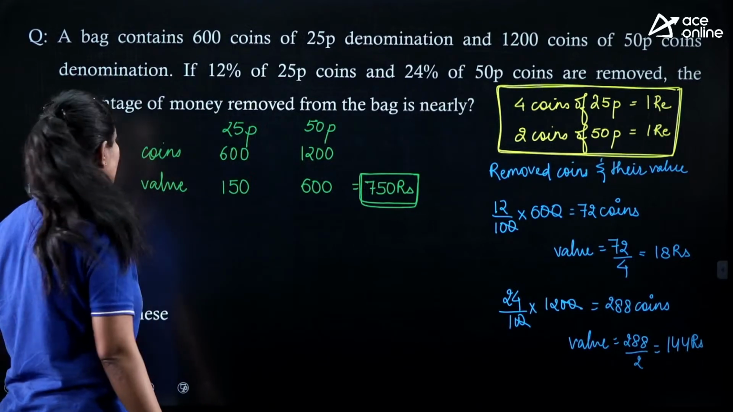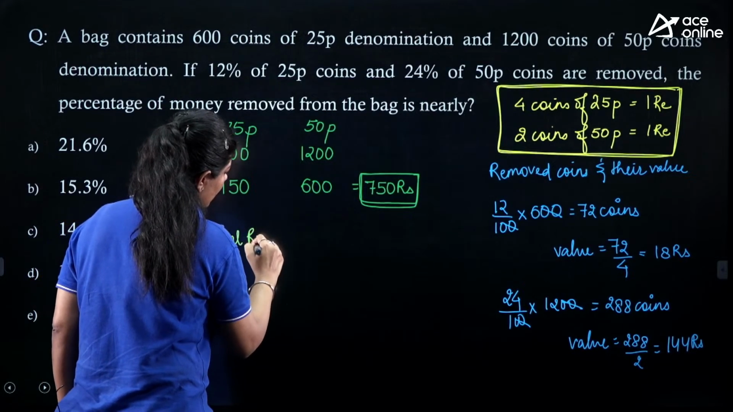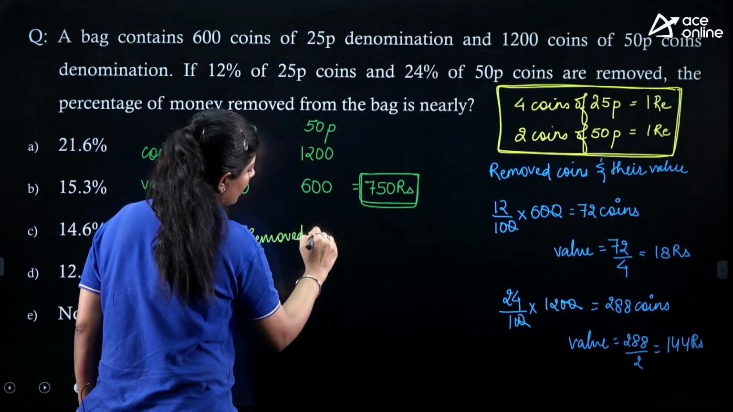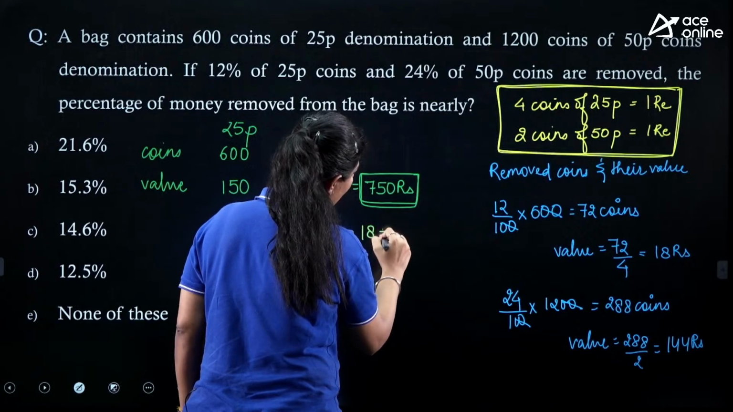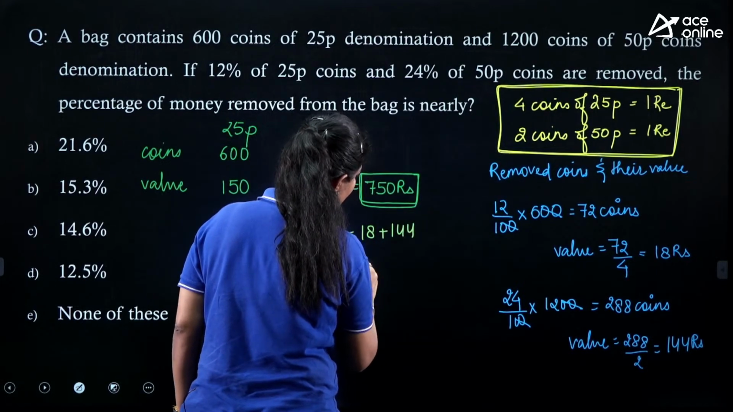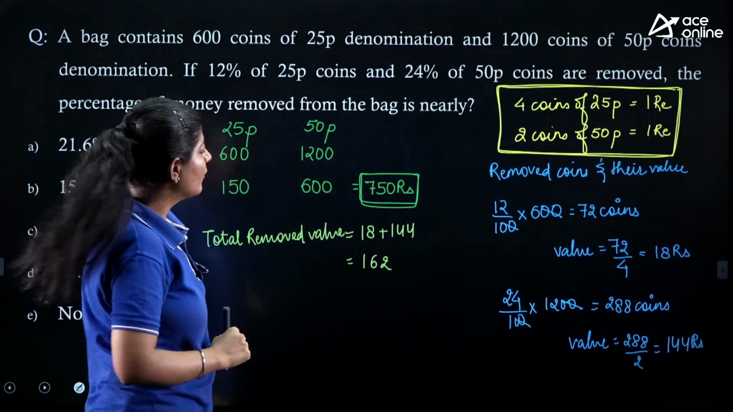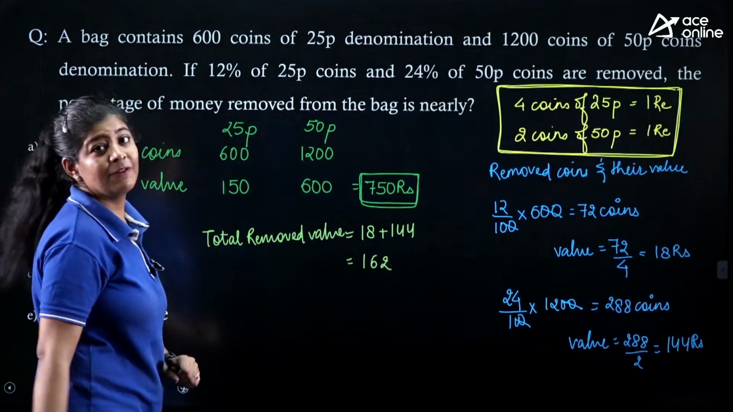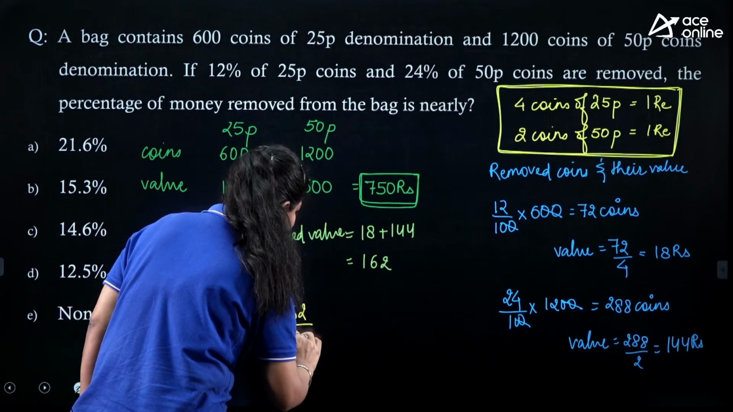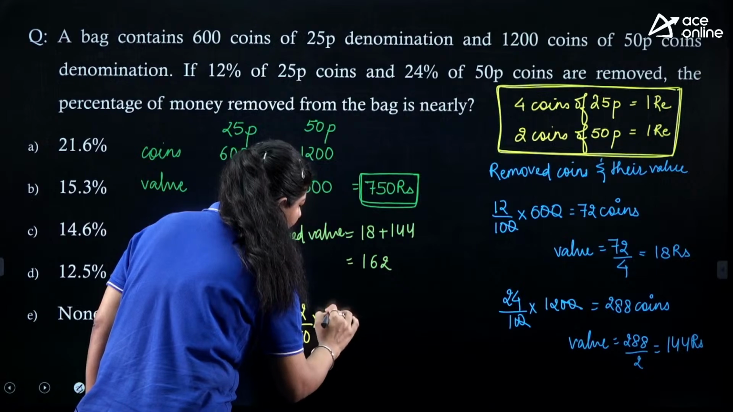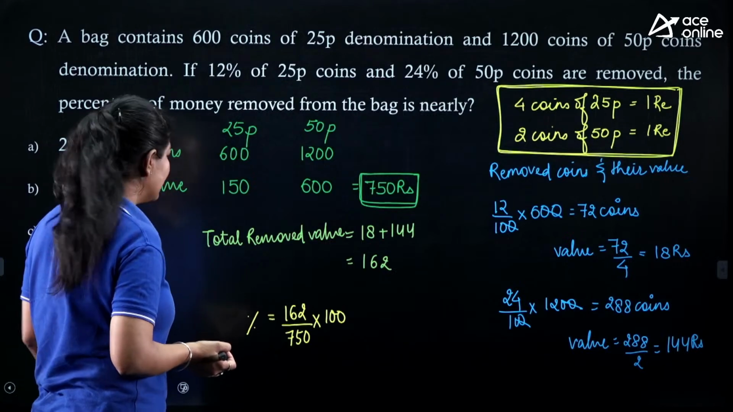So if we have to find out how much total amount we are removing, the total removed value is nothing but 18 plus 144, right? So it will become 162 rupees. We are removing 162 rupees from 750, and we need to find out the percentage, so it will be nothing but 162 divided by 750 into 100.